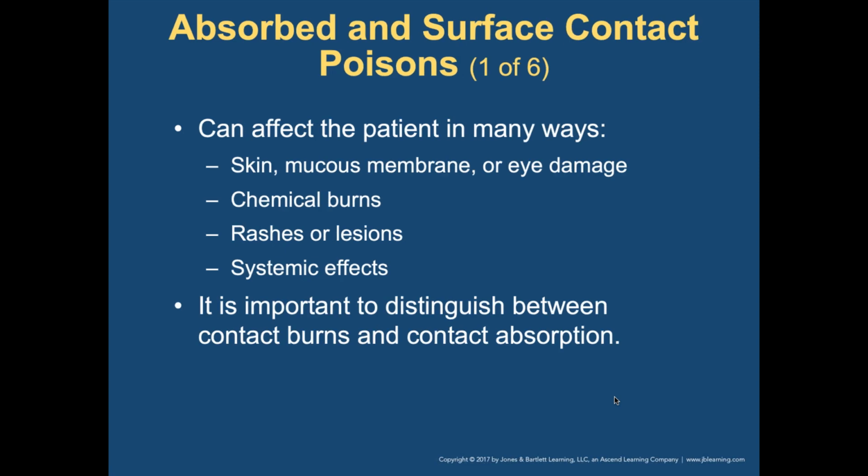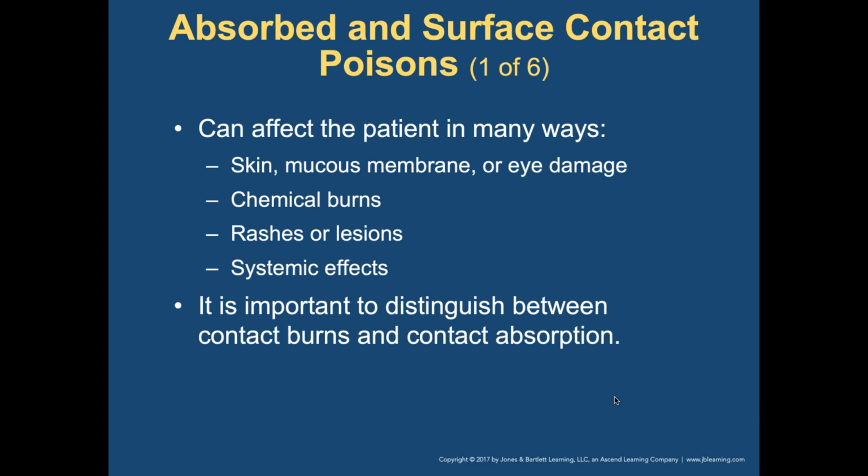Absorbed and surface contact poisons. So, absorbed and surface contact poisons can affect the patient in many ways. They can get through the skin, the mucous membrane, or even cause eye damage. Chemical burns, rashes, or lesions. Systemic effects. It is important to distinguish between contact burns and contact absorption.